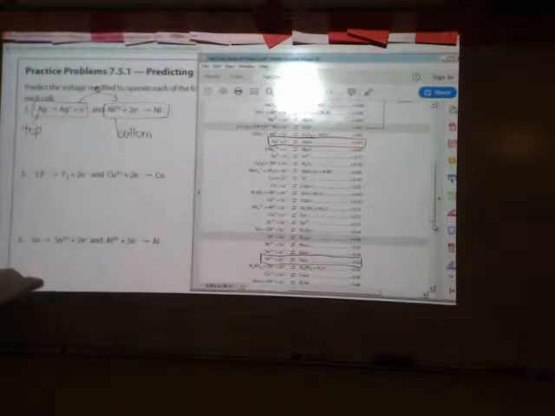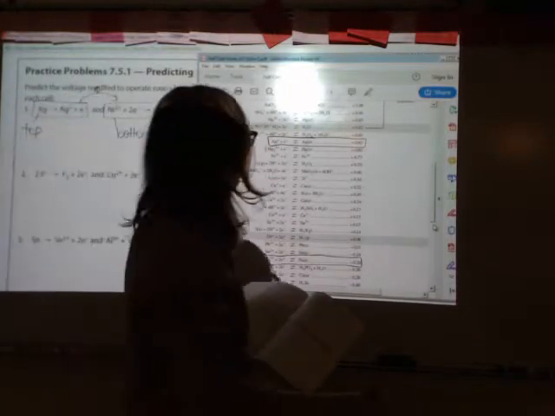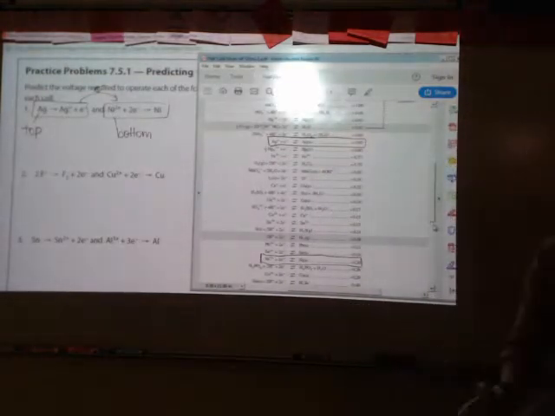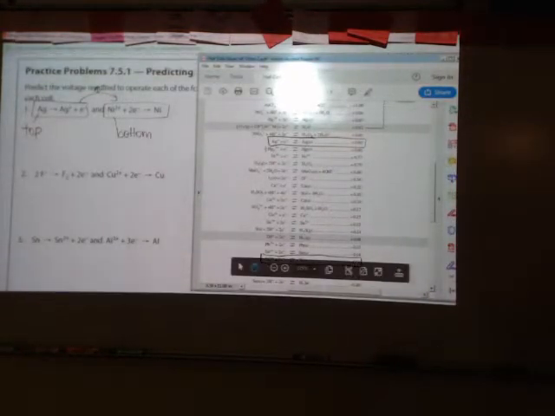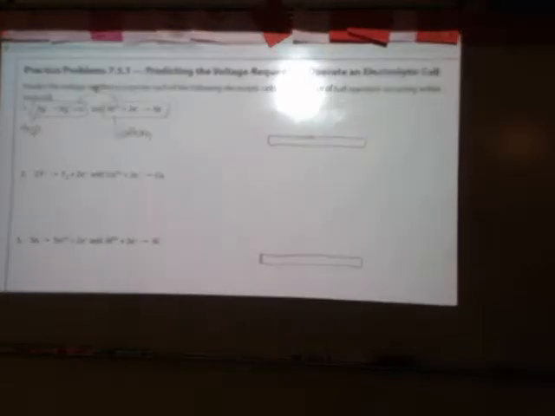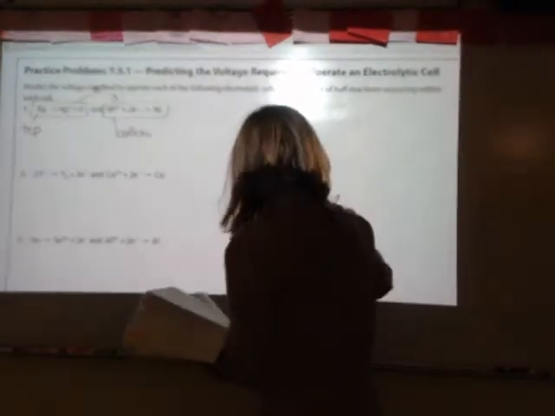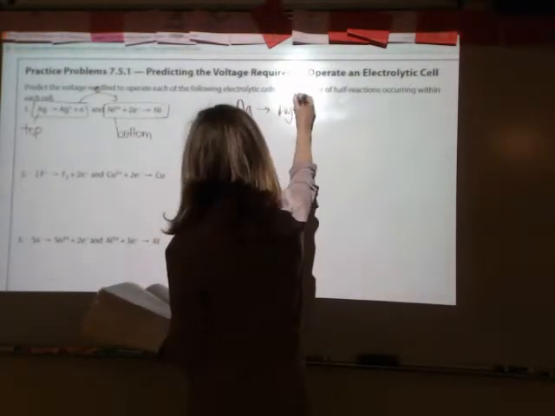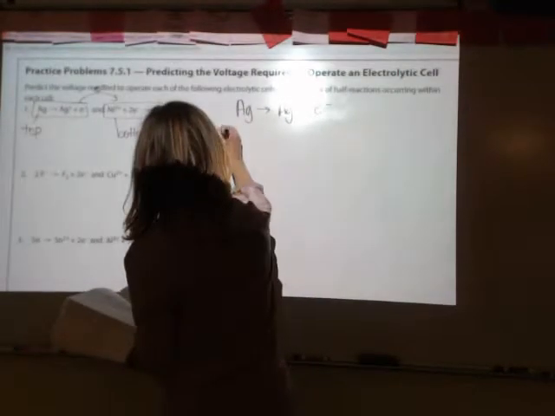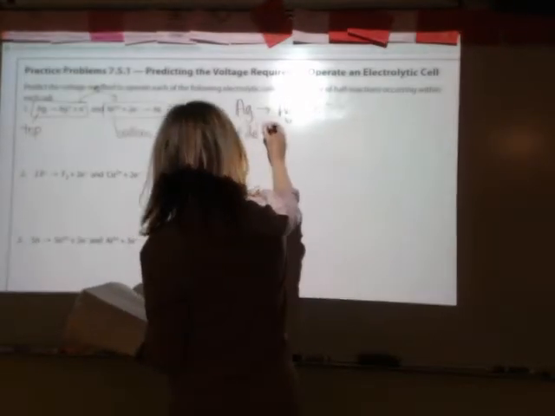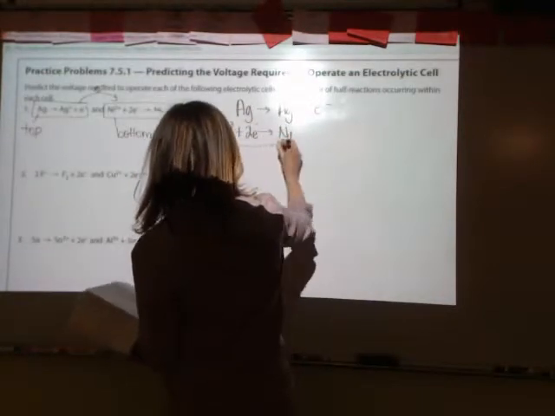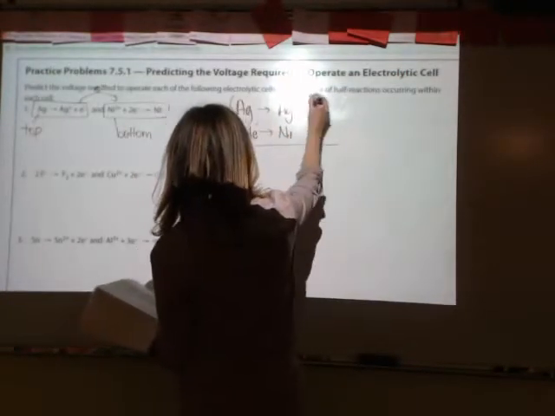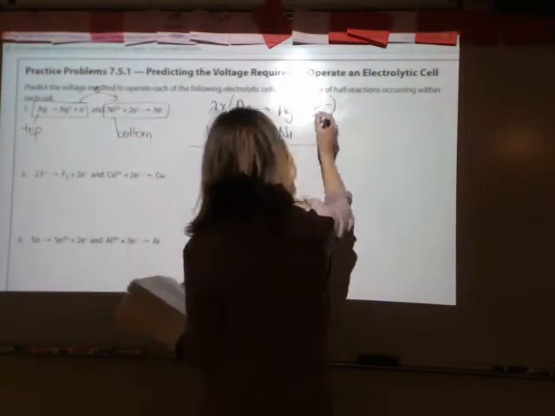So we're going to write out the half reactions, make sure the electrons are the same, and then we will calculate the voltage that's needed to drive this process, okay? So let me get rid of this table for a second. I've got Ag going to Ag+ and an electron, and then I have Ni2+ with 2 electrons going to solid nickel. Now we need to multiply this top reaction by 2 to get the electrons to match.